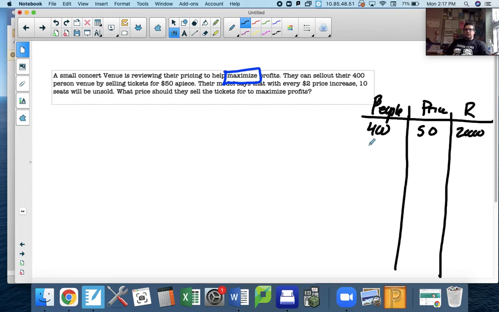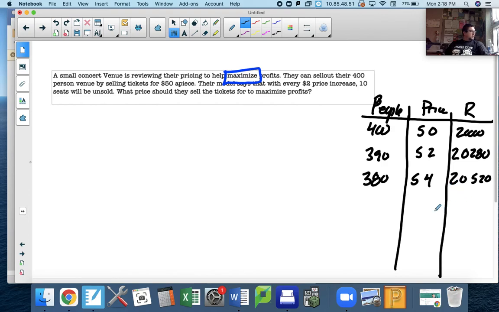Every time they up the price by $2, so $52, 10 people refuse to go. So we take 390 times 52. Those 10 people didn't show up, doesn't matter. They made $280 off the new increase. 380 for the 54. 2,520. And this will continue until it gets to some sort of breaking point where it turns around and you start losing money.